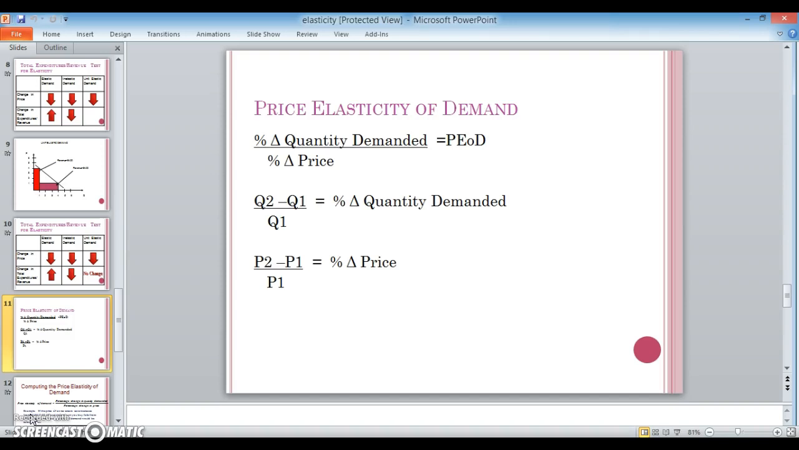To figure out the price elasticity of demand, you divide the percent change in quantity demanded by the percent change in price. To find the percent change in quantity demanded, you do Q2 minus Q1 over Q1. And then to find the percent change in price, you do P2 minus P1 divided by P1. And then once you divide both of those, you get price elasticity of demand.